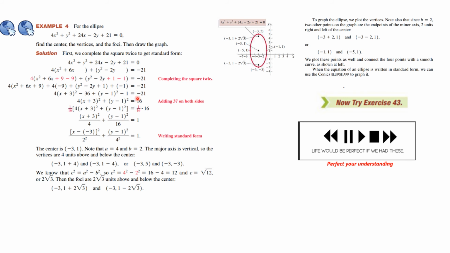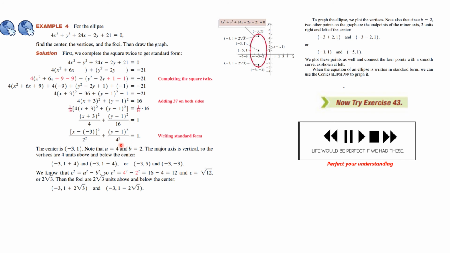So when you add 36 and 1 to both sides, on this side you will get 16. Then you have 4(x plus 3) whole squared plus (y minus 1) whole squared. We're going to put it in standard form, so we divide all the way through by 16. The resulting equation is (x plus 3) whole squared over 4, plus (y minus 1) whole squared over 16 is equal to 1. And that is in standard form.